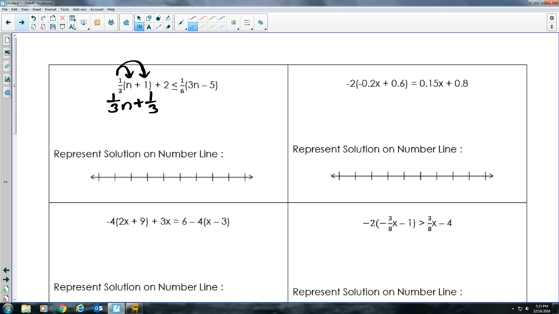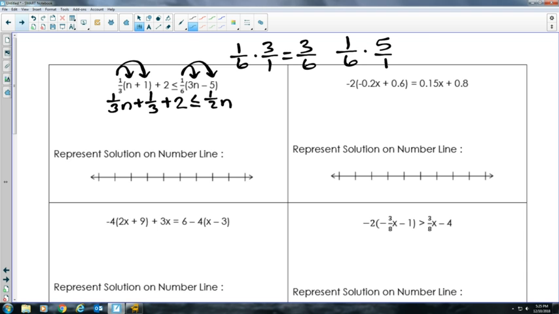Okay, I'm going to distribute the 1/3. 1/3 times n is 1/3 n. 1/3 times 1 is 1/3. I'm going to distribute the 1/6. 1/6 times 3n. Make sure you're multiplying your fractions straight across. 1/6 times 3, if you set it up, you've got 1/6 times 3/1. You get 3/6, which equals 1/2. And 1/6 times -5. 1/6 times 5 gives you 5/6.